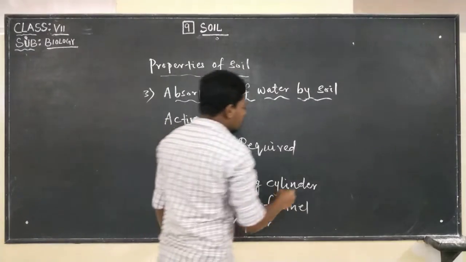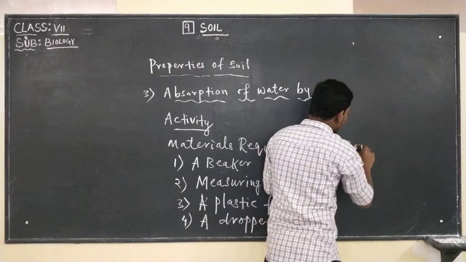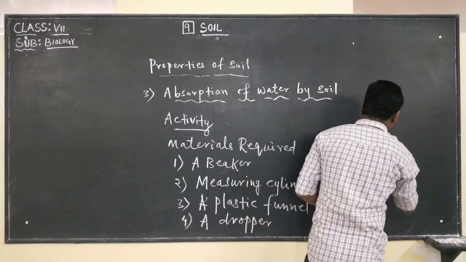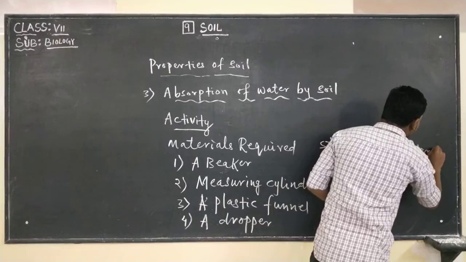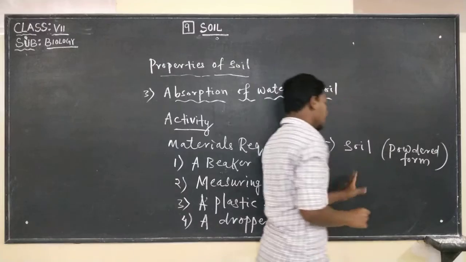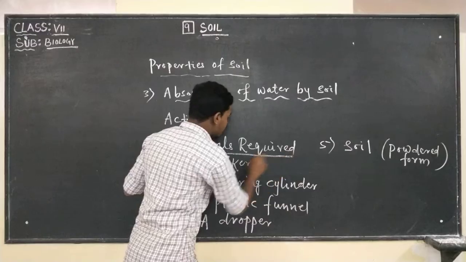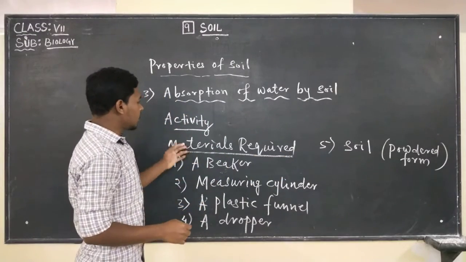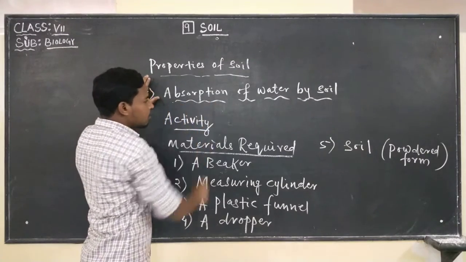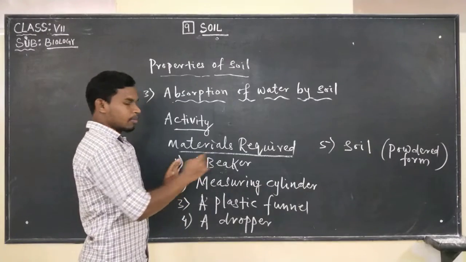and even we need the sample known as soil. The soil should be in powdered form. So these are the materials required for this activity, to understand absorption of water by soil. Now we will understand by diagram.